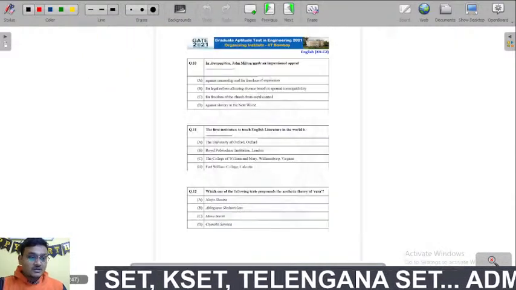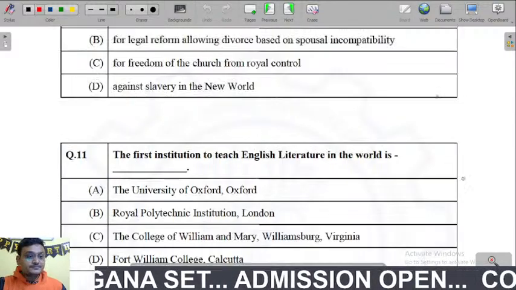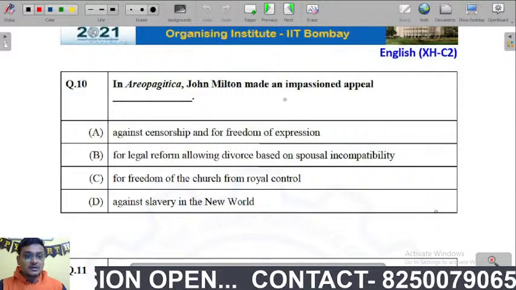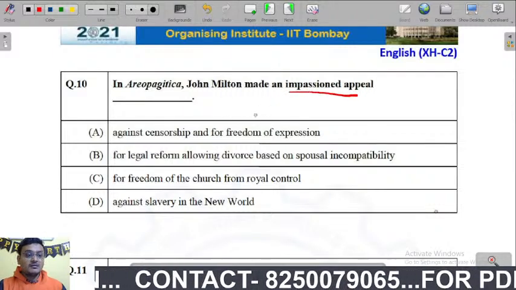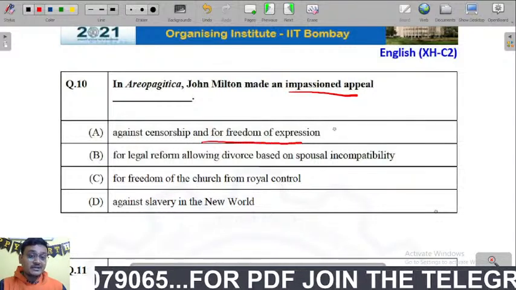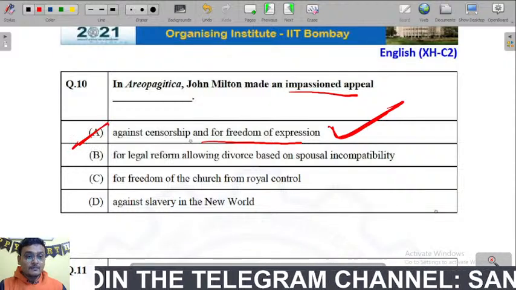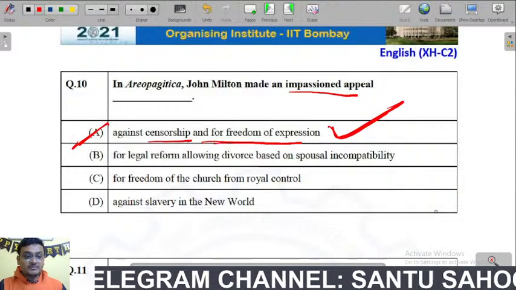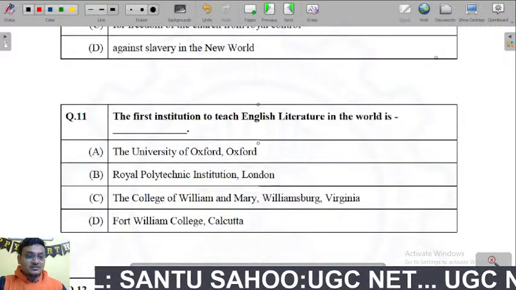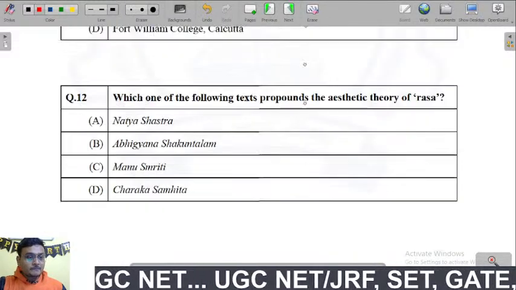Moving on to question number 10. Let's zoom in. In Areopagitica, John Milton made an impassioned appeal against censorship and for freedom of expression. Nothing to explain here. This is an important work. It is against censorship and for freedom of expression. Exactly, A is the right answer.